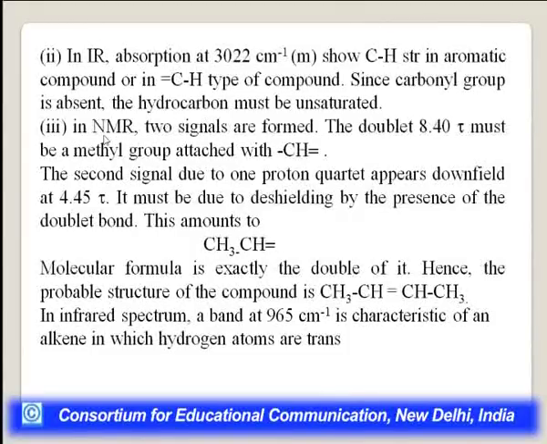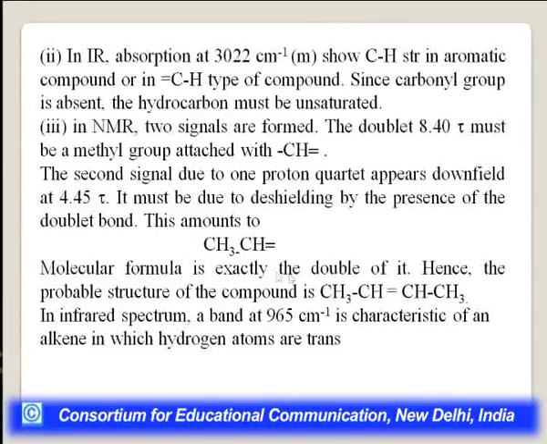Now let us see the NMR. 2 signals are observed. The doublet at this value must be a methyl group attached to this moiety, that is CH double bond. The second signal, due to the 1 proton quartet, appears downfield at a value of 4.45, and it must be due to deshielding. So it will show a doublet and it will show a quartet because of these 3 hydrogens, and it must be due to deshielding by the presence of the double bond. These protons will be observed downfield because of this double bond.